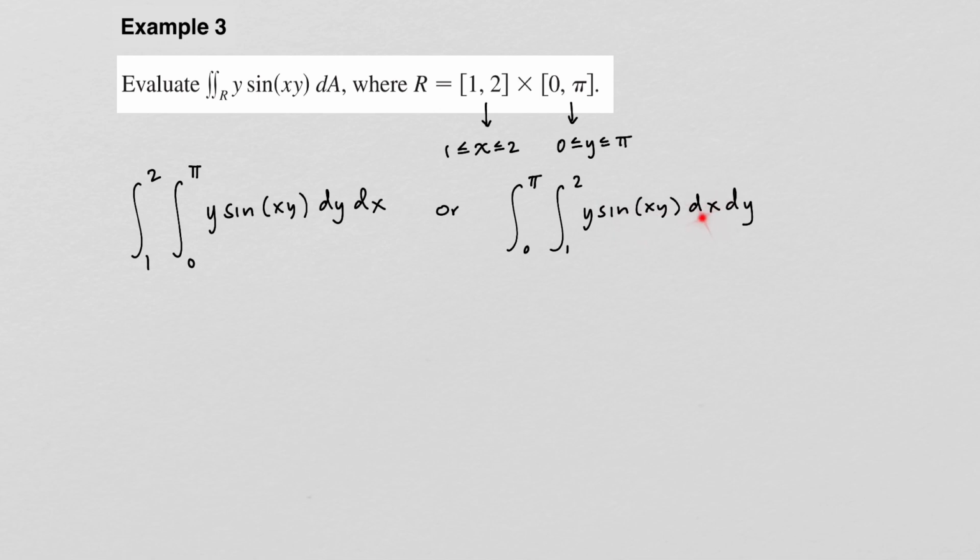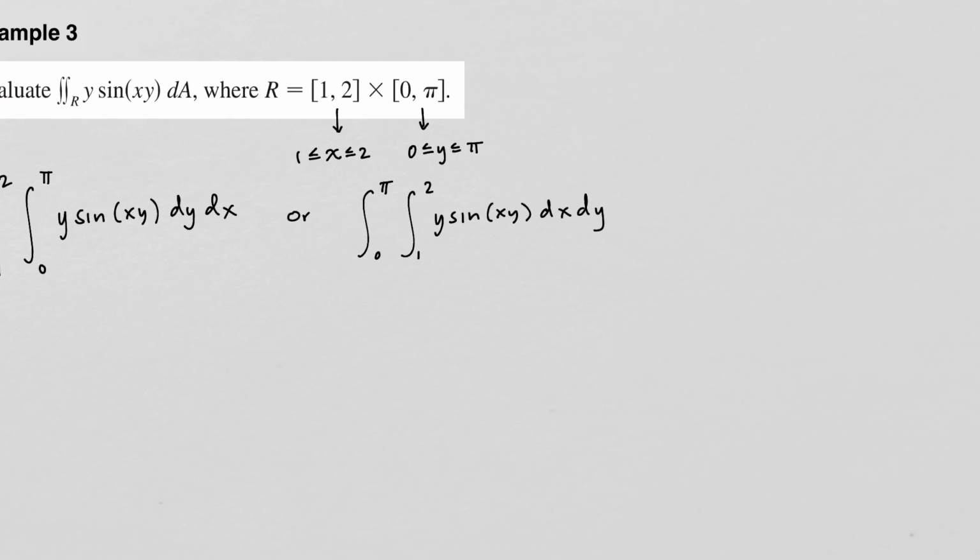Because here, if I integrate with respect to x first, I'm going to treat y like it's a constant. And we know from calculus 1, or actually calculus 2, that the integral of sine of a number times x, like sine of ax, for example, is equal to -1 over a cosine of ax. So we can use that fact here to do this integral. So again, I'm going to do this integral first.